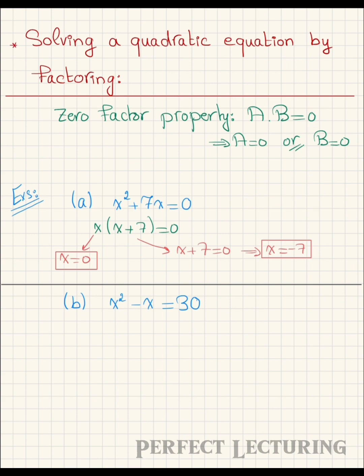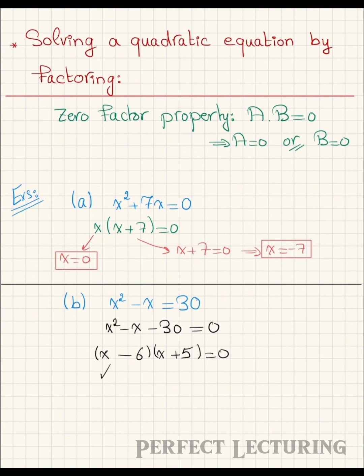Let us proceed with part B. So we have x squared minus x is equal to 30. As I mentioned, we must always keep the right side equal to 0, which means we have to move the 30 to the other side, so it becomes x squared minus x minus 30 is equal to 0. And this is a trinomial. We factor it, and you can refer to a previous video where I explained factoring in details.